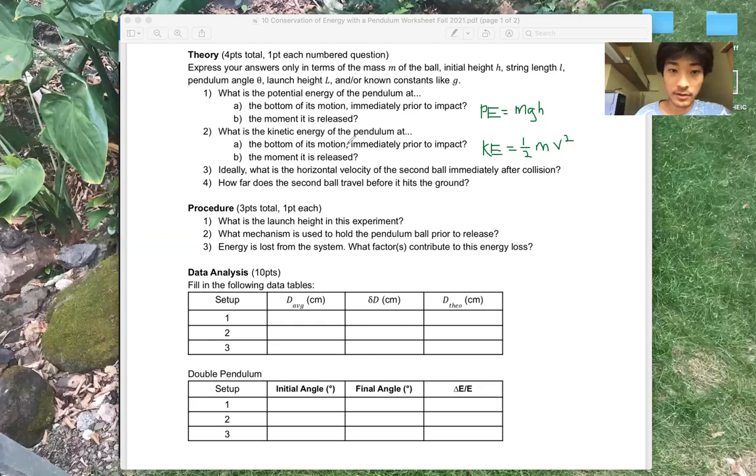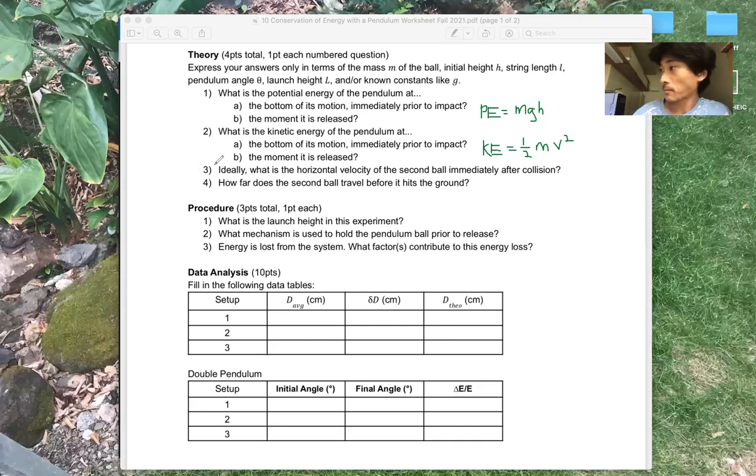Okay, number three. Ideally, what is the horizontal velocity of the second ball immediately after collision? I think you can answer this going off of the stuff up here, as well as what you know about the experiment. Just another note: when they say ideally, they're saying if we assume energy is conserved. That's what ideally means in this situation. And I'll let you figure out number three.